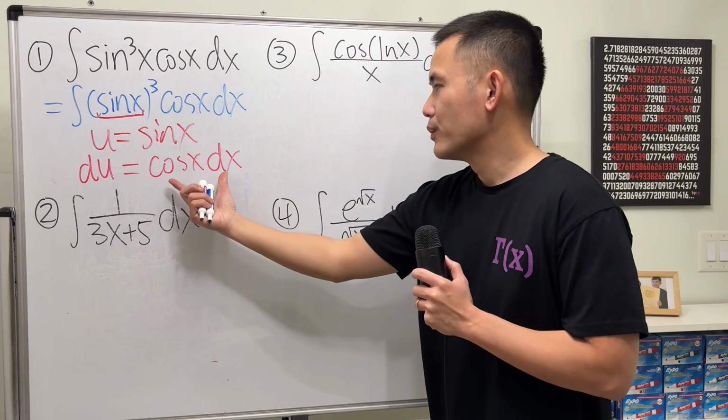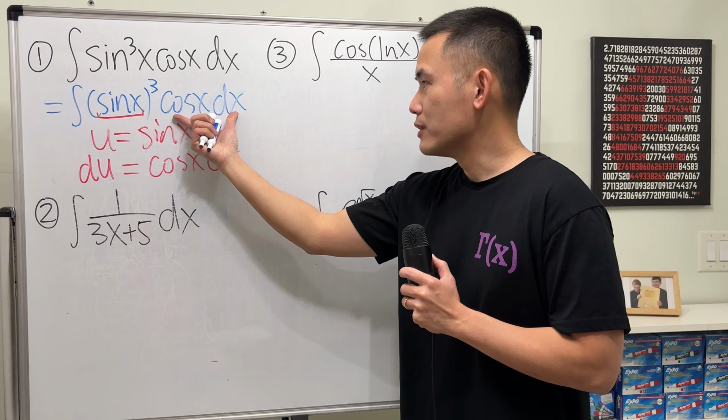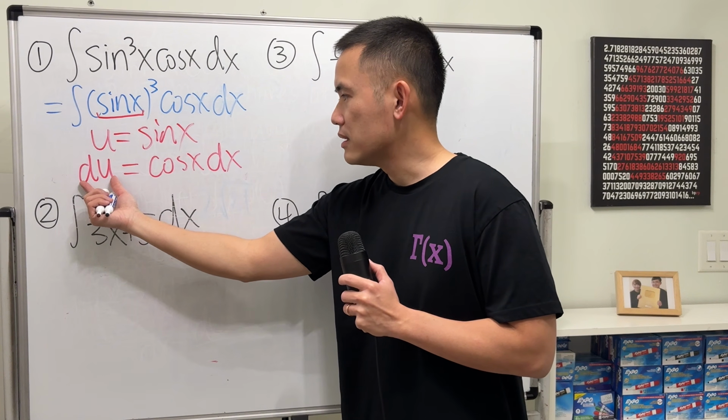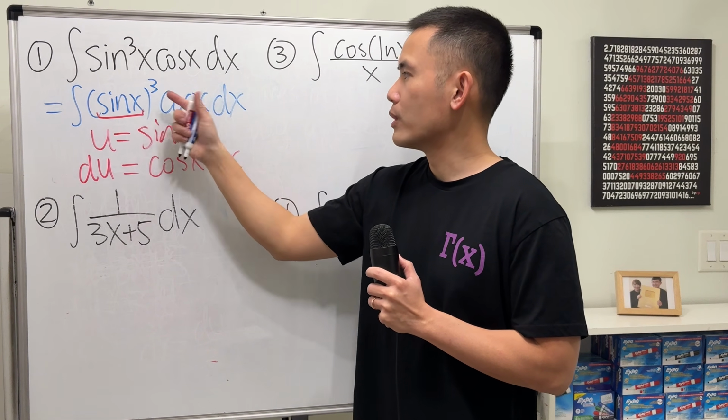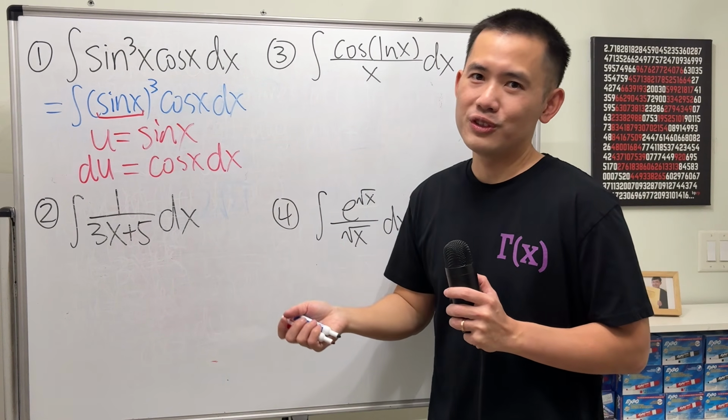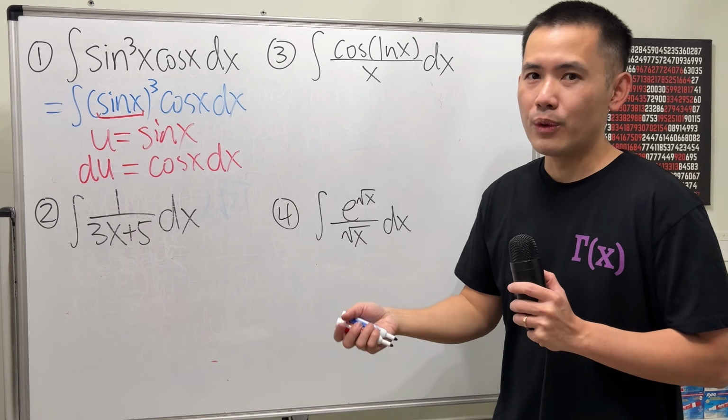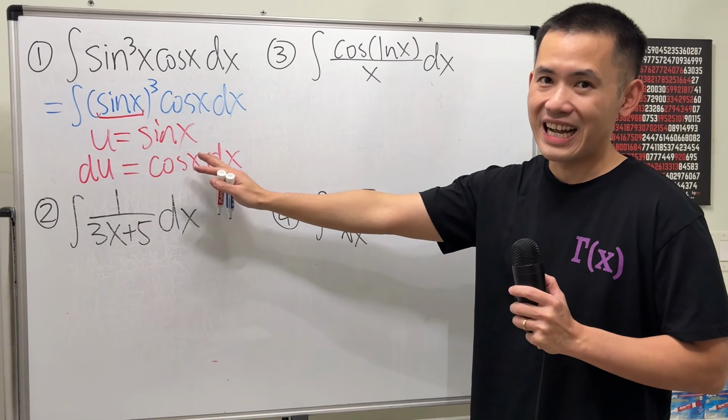Now have a look. We have cosine x dx, which is this part, that will give us the du, so we will have the integral of u to the third power du. And we can finish that in the u world by doing the reverse power rule. I'm going to let you guys finish that.